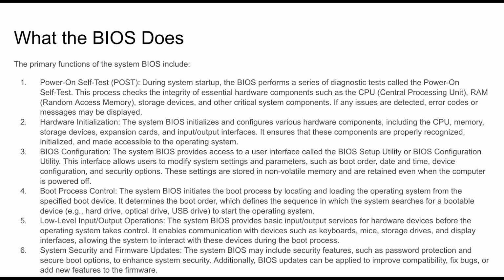Boot process control. The system BIOS initiates the boot process by locating and loading the operating system from the specified boot device. And you can control that as well. Once you turn your computer on, just hit F12 and it'll take you to your system settings. It determines the boot order, which defines the sequence in which the system searches for a bootable device: hard drive, optical drive, USB drive, to start the operating system.